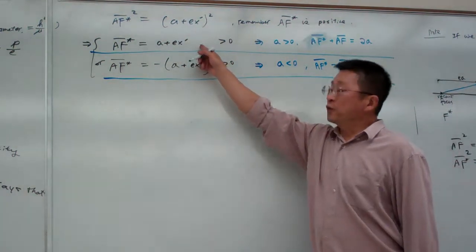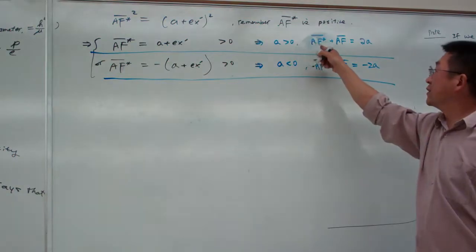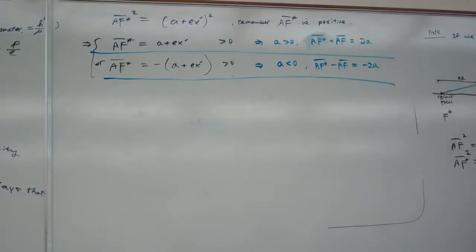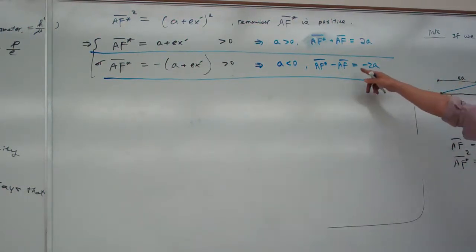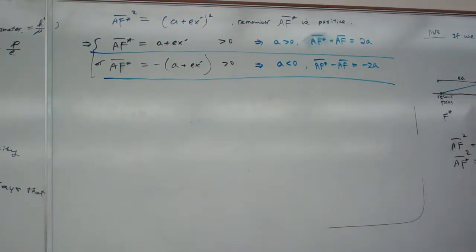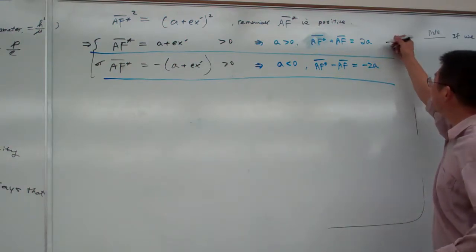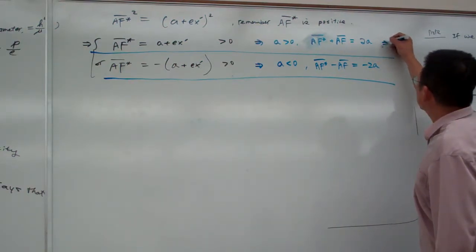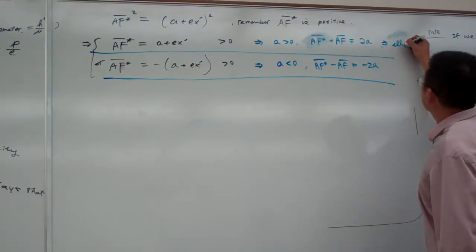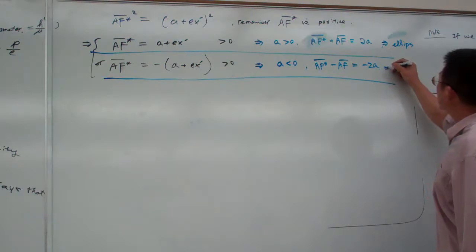If we take option 1 as the expression, then we find this is the quantity, and that means the sum of the distances to the two foci is constant. When we go to this option, the difference between the distances to the foci is constant. So this one leads to E greater than 1, this is for ellipse, and this one is for hyperbola.